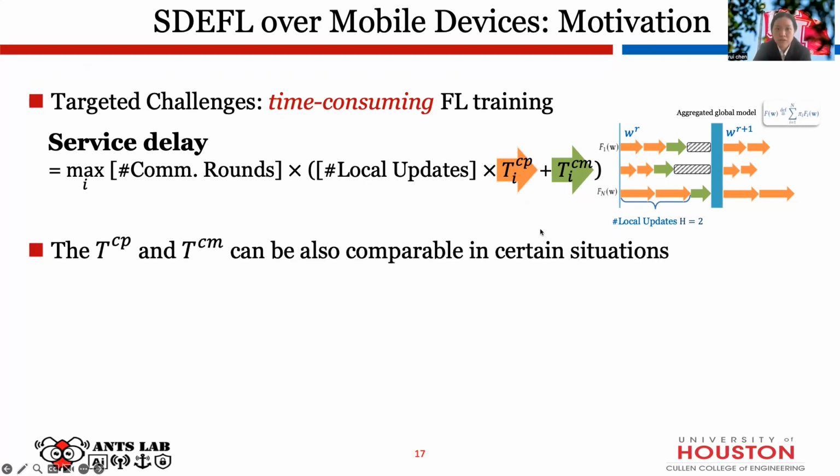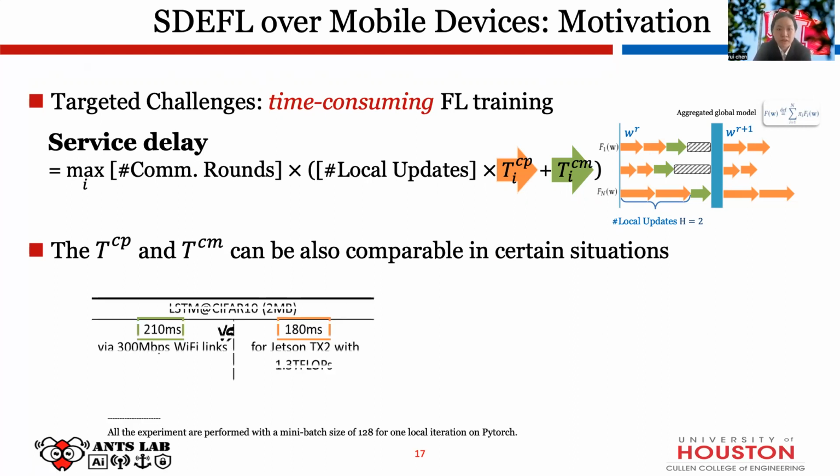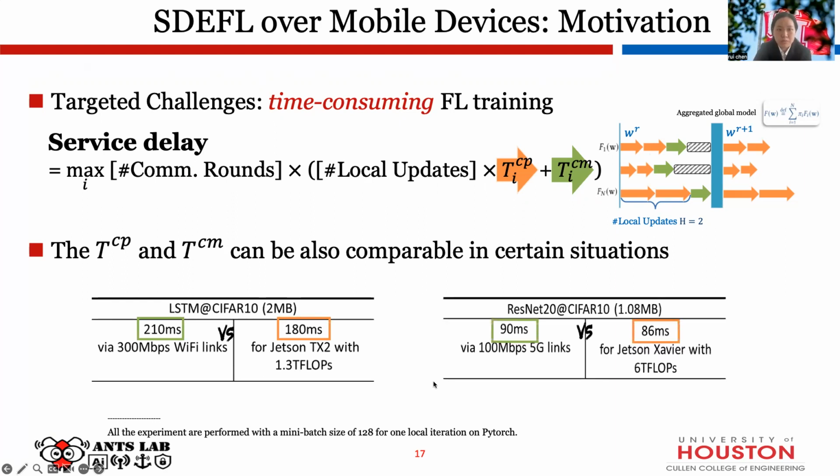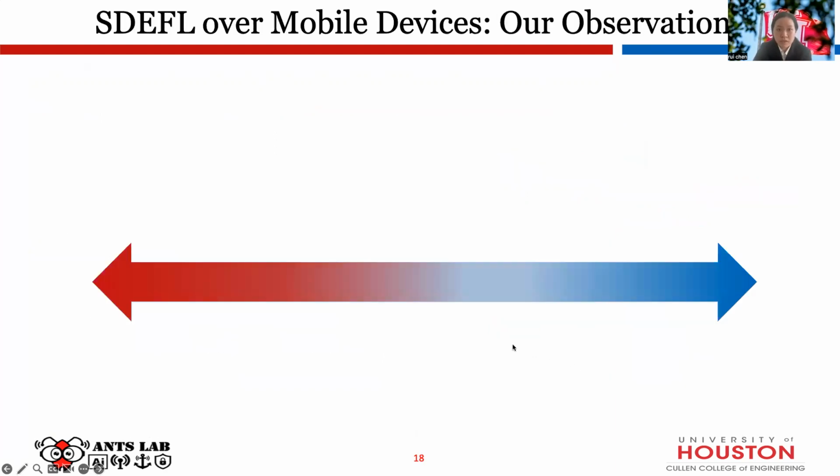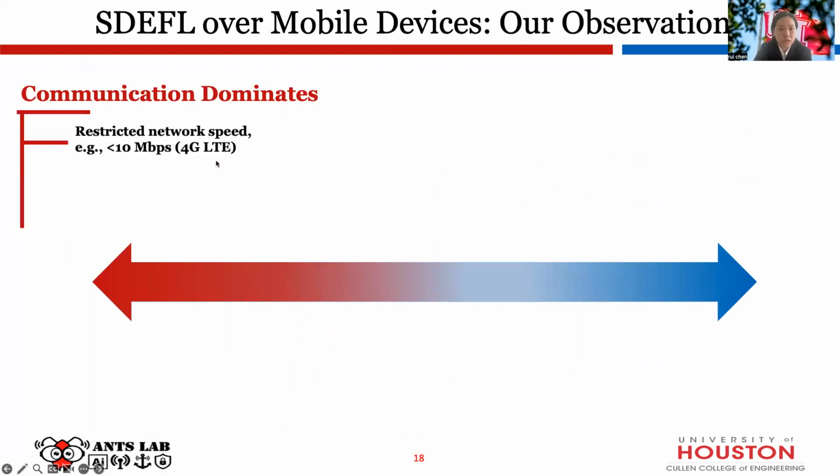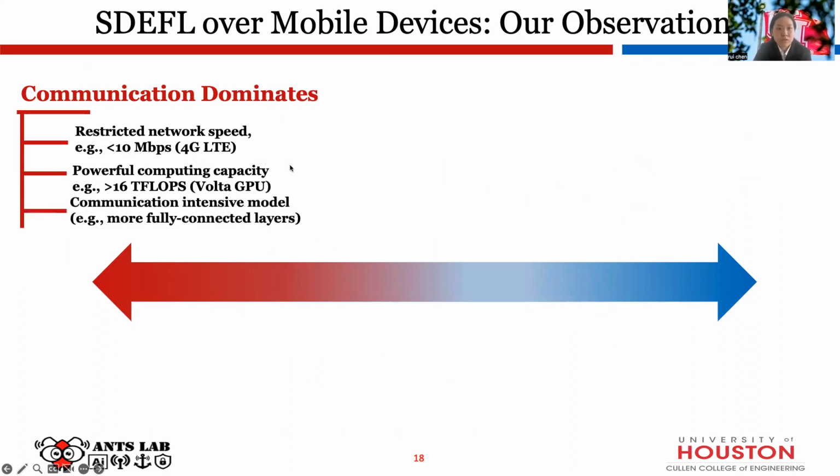And unlike the conventional assumption that communication is the bottleneck, we also find that in high-speed networks, the computing and communication delays are comparable in certain scenarios. So we further summarize those conditions for communication-dominated cases. In the communication-dominated cases, we face a restricted network speed, which is less than 10 megabytes, and we're using very powerful devices to do the on-device training. And the model we train is a communication-intensive model.